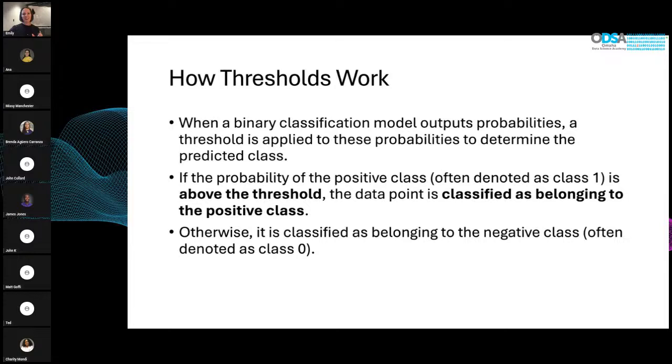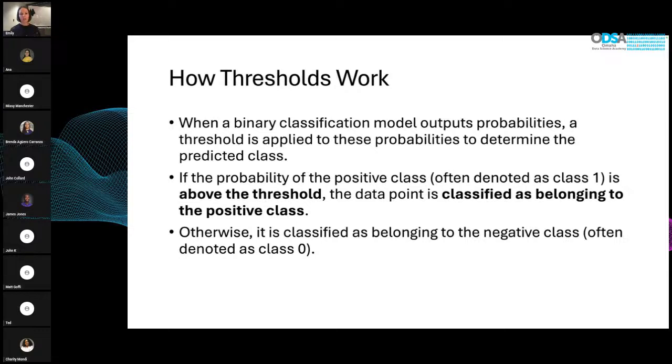So how it works is binary classification models output probabilities. Each prediction has a probability associated with it for most machine learning algorithms. By the way, not all machine learning algorithms output probabilities, but a lot of them, if not most of them, do. We then apply this threshold to the probability output by the model, so we can decide: is it a 1 if it's above this threshold, or is it a 0 if it's below this threshold?